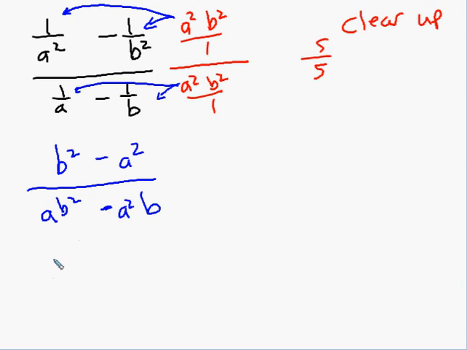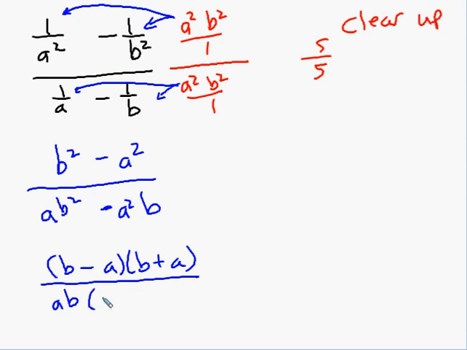So I can factor that. That's the difference of perfect squares. B minus a, b plus a. And I'll factor this. What's common? AB. So I get a b minus an a. And I see that I can cancel those and get b plus a.